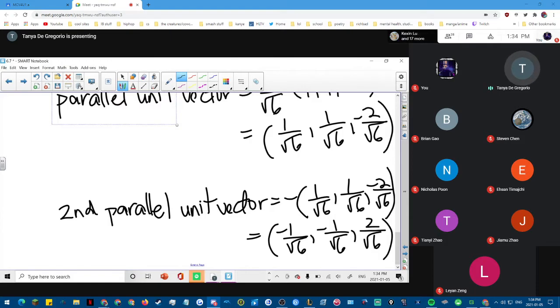Because remember, when you're talking component form, it's always a position vector, right? Component form is always giving you a position vector. It's never giving us a displacement vector. Okay, thanks. No problem.